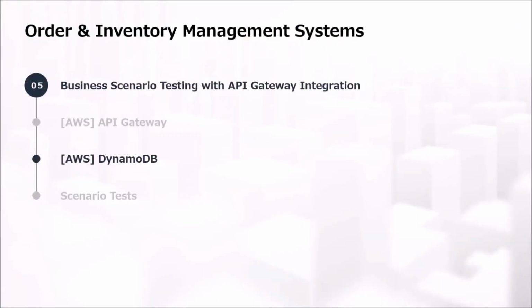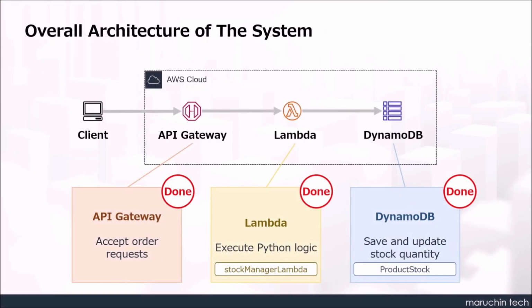Next, we will integrate Lambda and DynamoDB. In the previous sections, we completed the API Gateway, Lambda, and the DynamoDB components. We also executed the unit tests and verified that each function operates correctly. From here, we will combine all the components built so far to complete it as a single unified system.